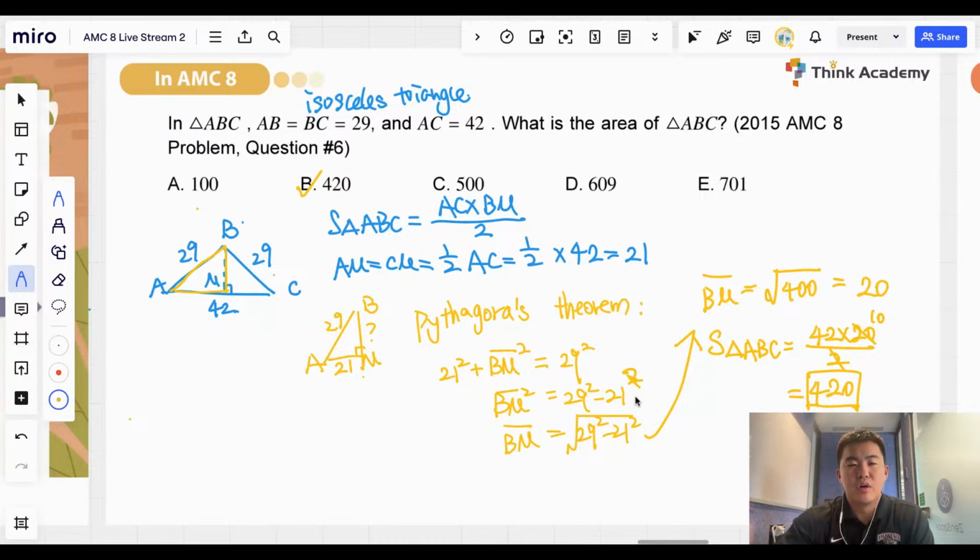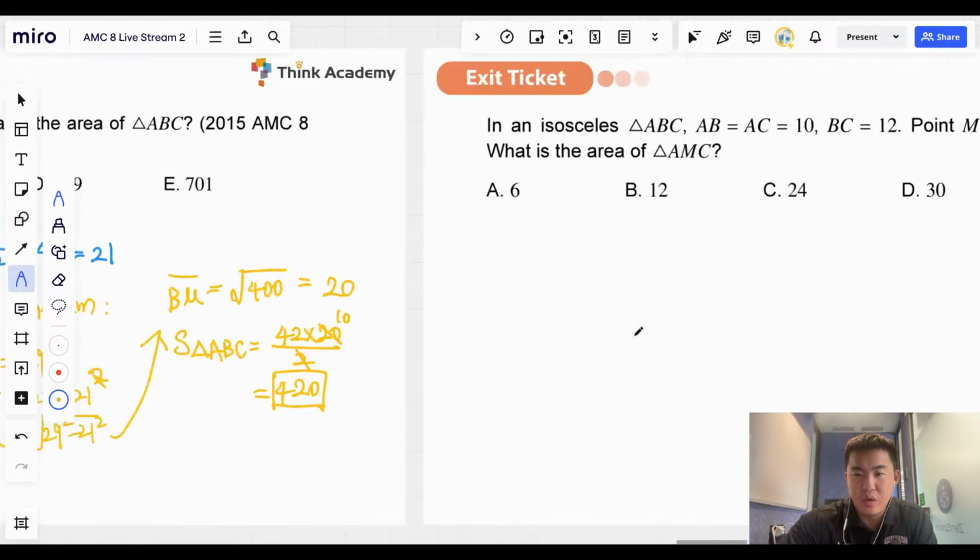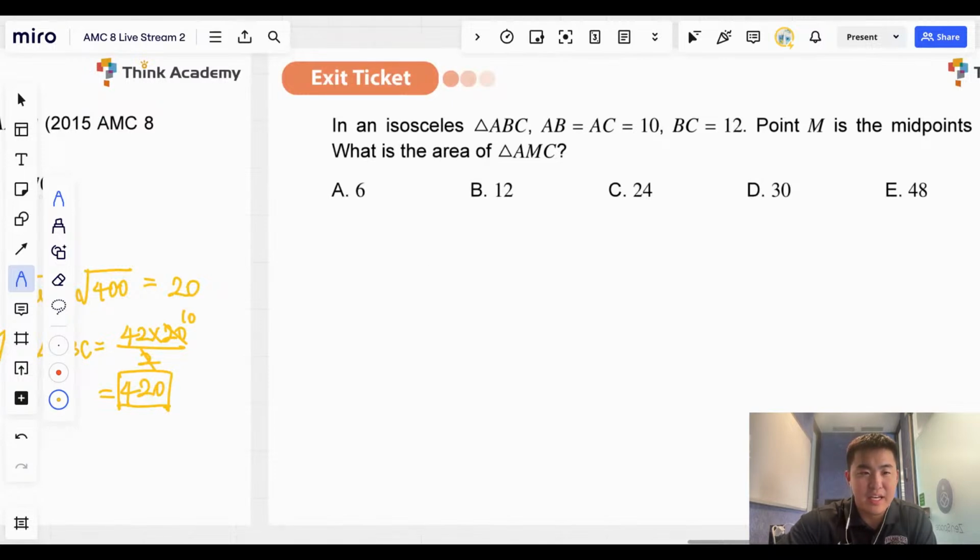Okay, very good. So for a problem like this, as you can see, the most important step is still to draw the helping line correctly. When you draw the helping line and you know the feature of the isosceles triangle, the rest of the steps should be pretty straightforward, right? Good. So we are going to see the exit ticket for this topic.